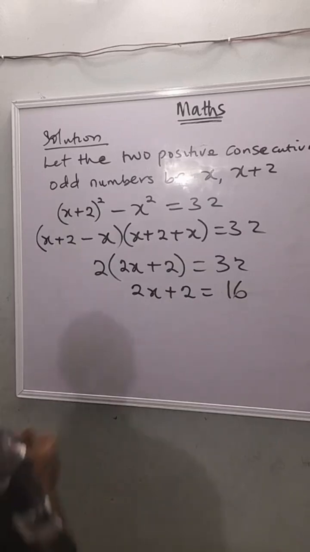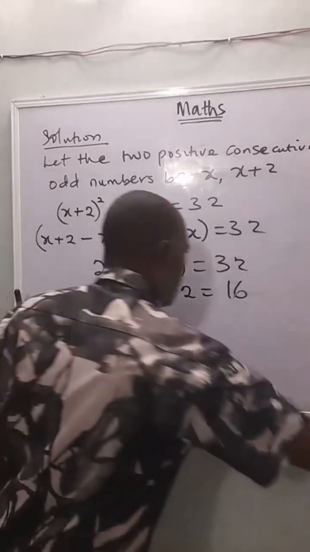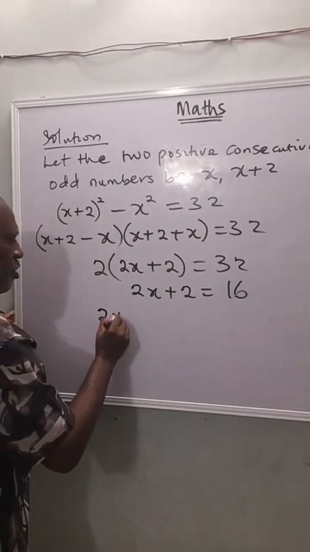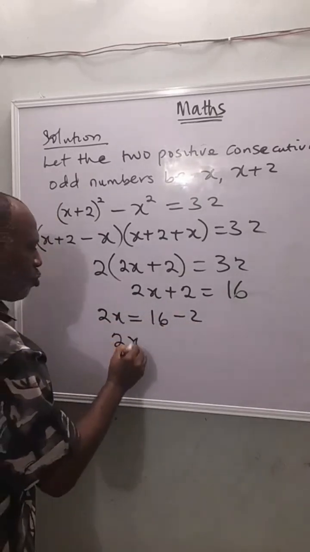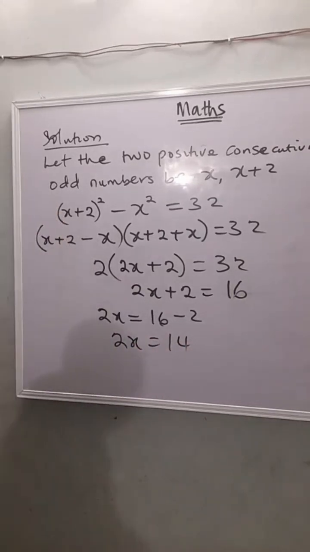Collection of like terms means brothers one side, sisters one side. So it's going to be 2x equal to 16 minus 2. It's going to be 2x equal to what? 14. If you look at that board, you will discover that 2x is equal to 14.